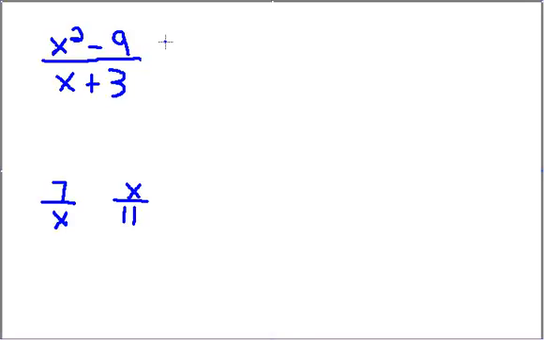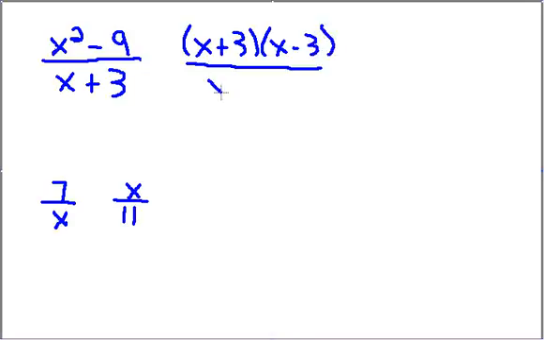Now then, we can go ahead and factor the top based upon factoring the difference of two squares. And what that'll do is give us x plus 3 on top times x minus 3, because remember that's how you factor the difference of two squares, over x plus 3. Now, we have two terms being multiplied by each other in the top, and we have a term on the bottom, a polynomial.